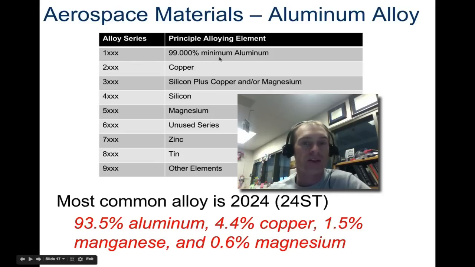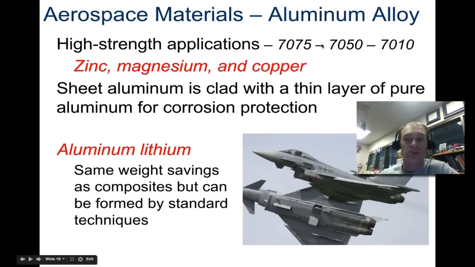If it's a 1000 series, it's 99% pure aluminum. If it's a 2000 series, it has copper in it. Here's an example of that. The most common alloy is 2024, and it has 4.4% copper. That's the most common secondary element besides aluminum. So these different series will show you what type of aluminum alloy it is. Some really high strength applications are in the 7000 series, and that's using zinc, magnesium, and copper. Sheet metal aluminum is often clad with a thin layer of pure aluminum for corrosion protection, and zinc is also used as a corrosion protection. Aluminum lithium has the same weight savings as composites, but it can also be formed using standard techniques, so another good alloy.